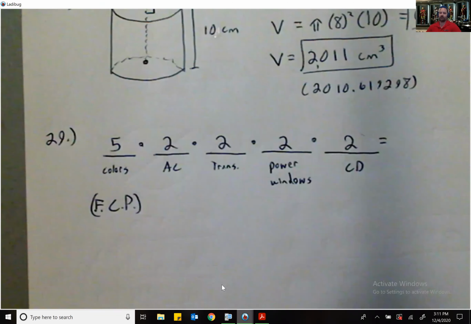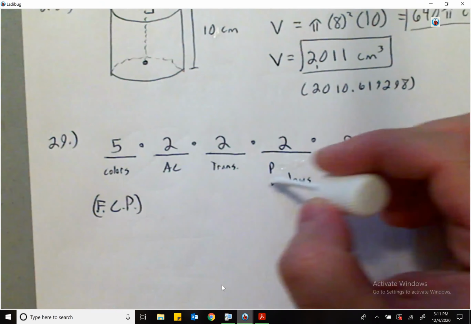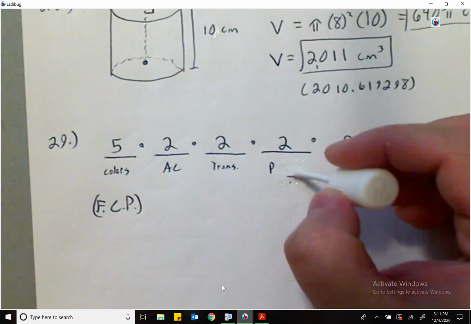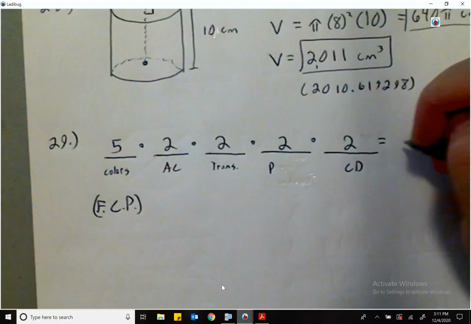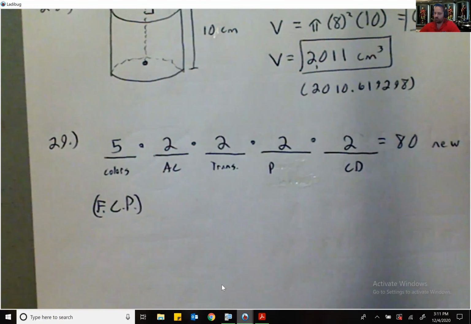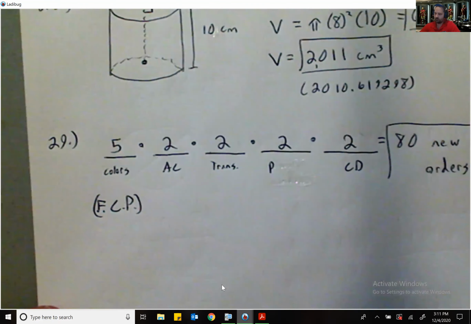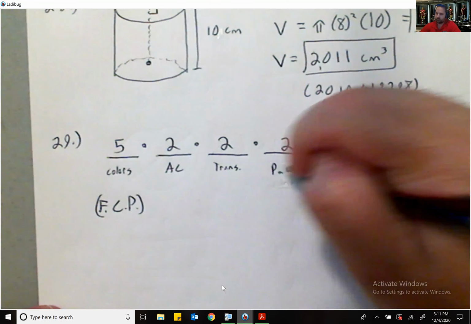So this is what you're looking at. All we have to do is take 5 times 2 times 2 times 2 times 2. And what do we get? 80. 80? Okay. 80 new car orders. There we go.